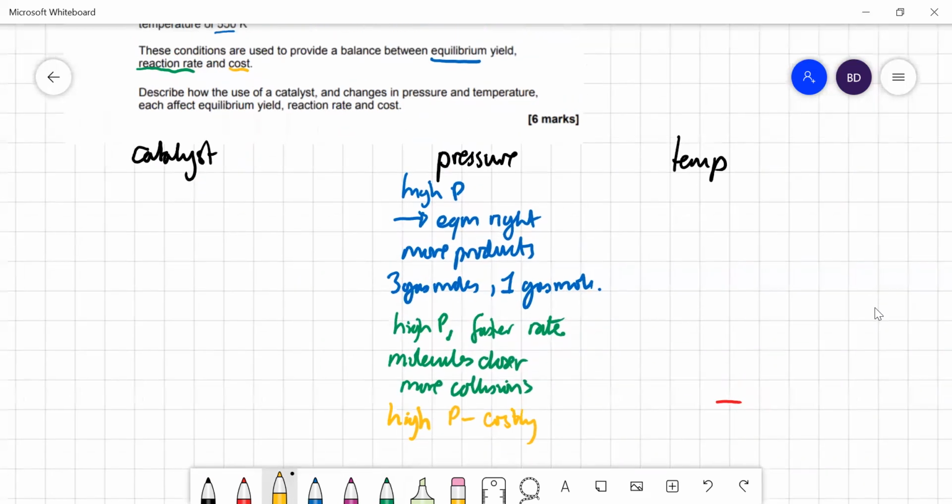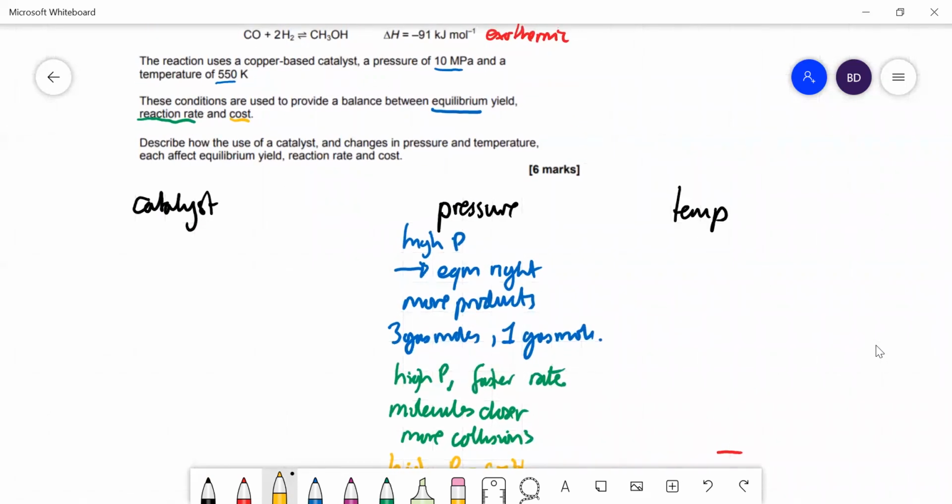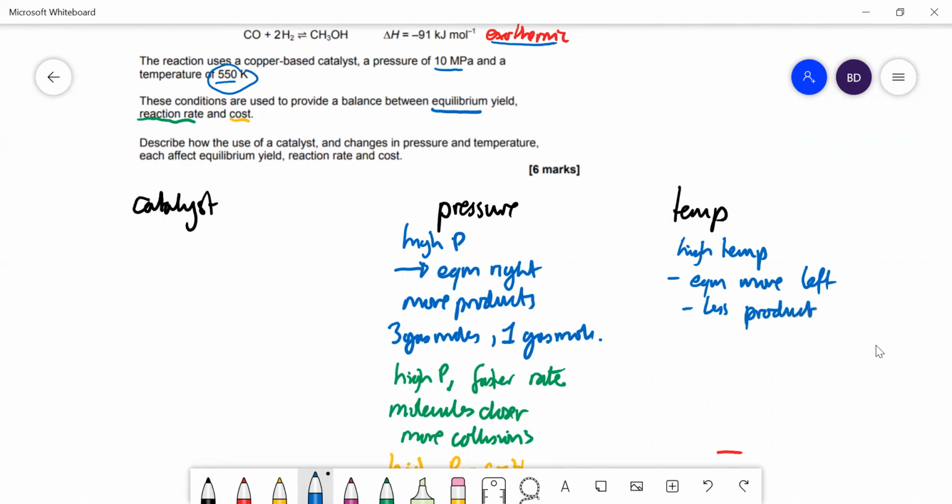Right, now let's think about temperature. Now the temperature they're using here is 550 kelvins, okay? Let's think about equilibrium. 550, that's a high temperature. A high temperature is not going to be great for equilibrium because it's exothermic. So that will make the equilibrium move to the left, so you're going to get less products at equilibrium. Le Chatelier tells us that.